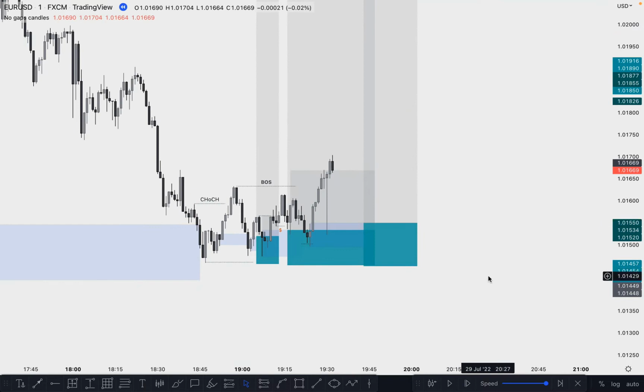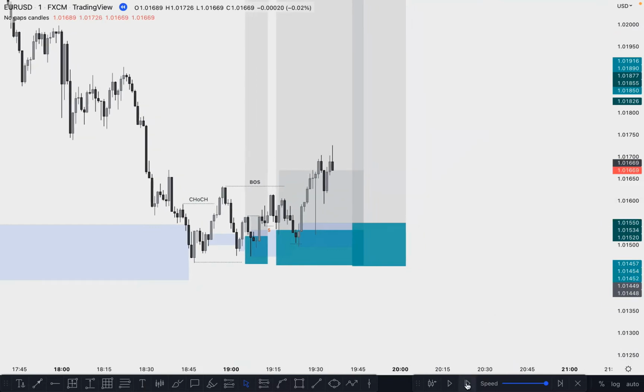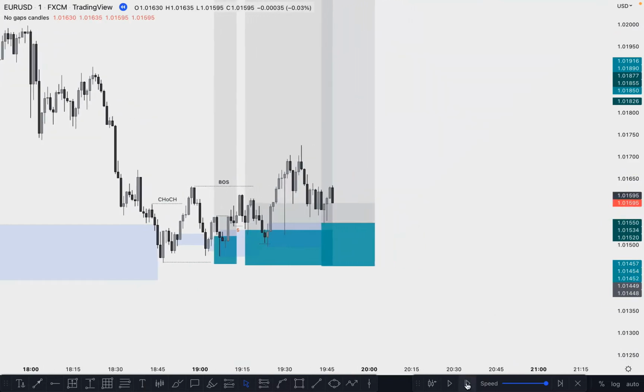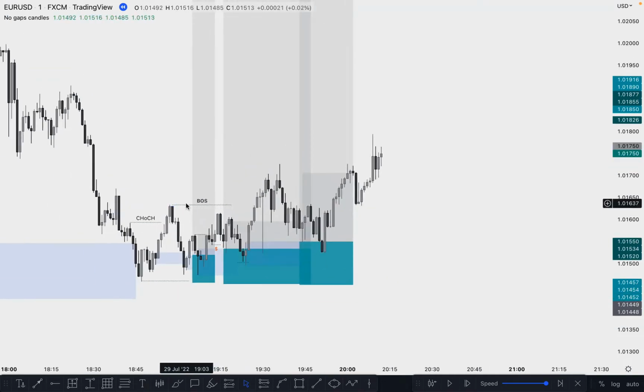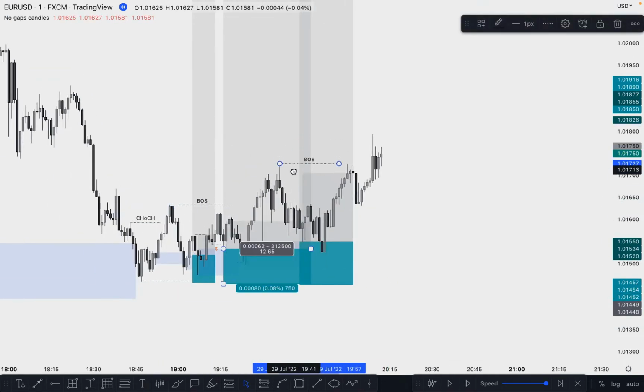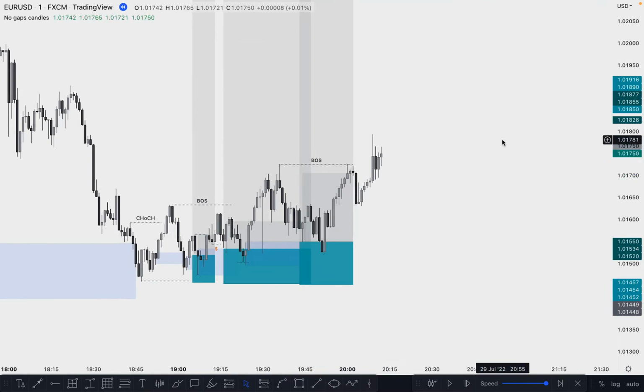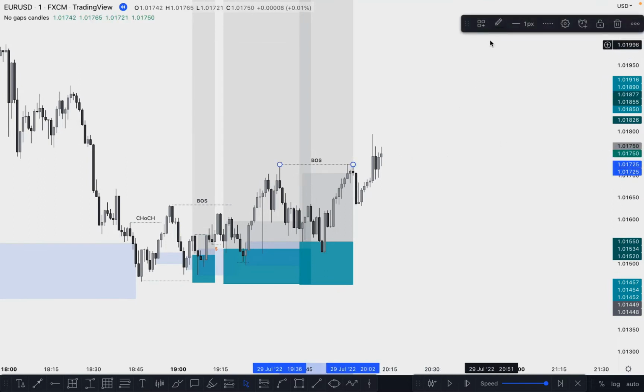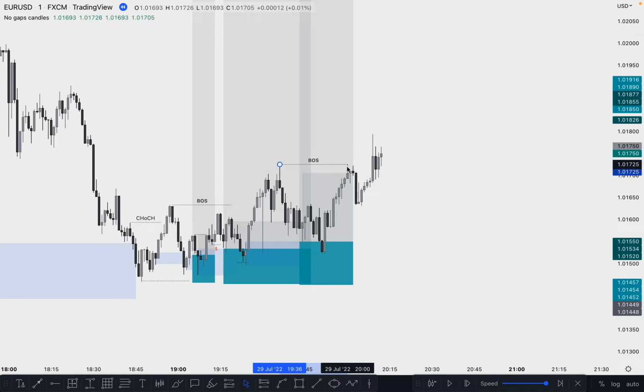The market tapped this zone and gave an instant reaction to the upside, and let's see what happened next after this move. Okay, and the market broke the structure to the upside, and these are probably equal highs. Okay, which is not a break of structure. The break of structure is here, correct?